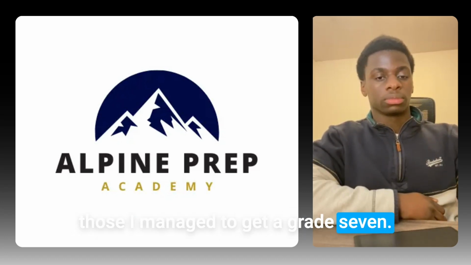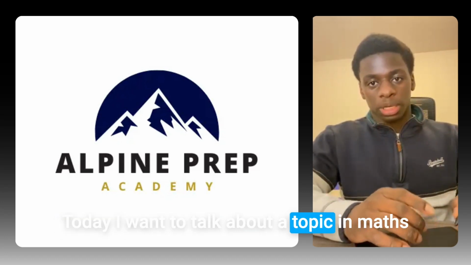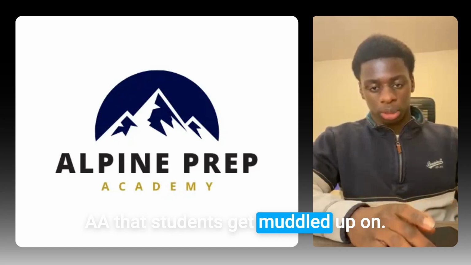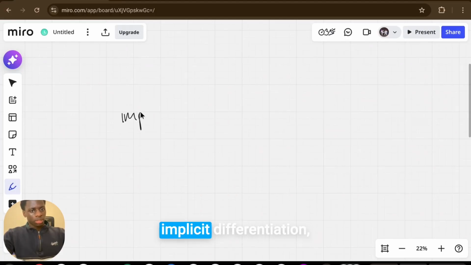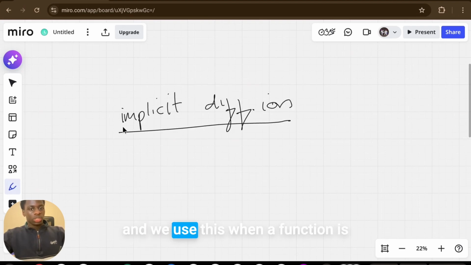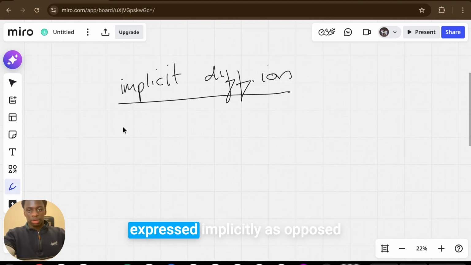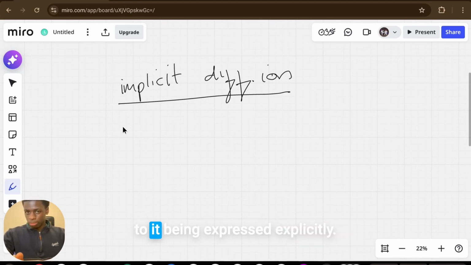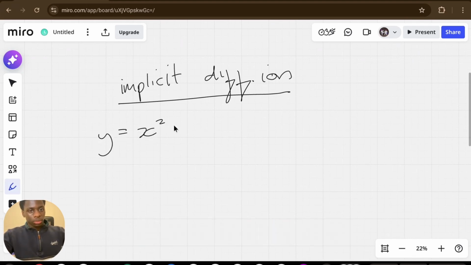Today I want to talk about a topic in Maths AA that students sometimes get muddled up on. It's called implicit differentiation. And we use this when a function is expressed implicitly, as opposed to it being expressed explicitly. Let me explain what that means.